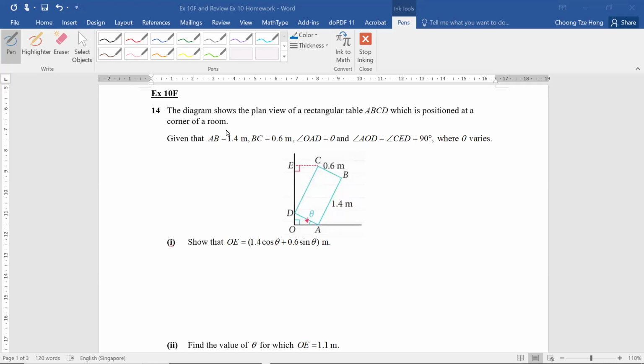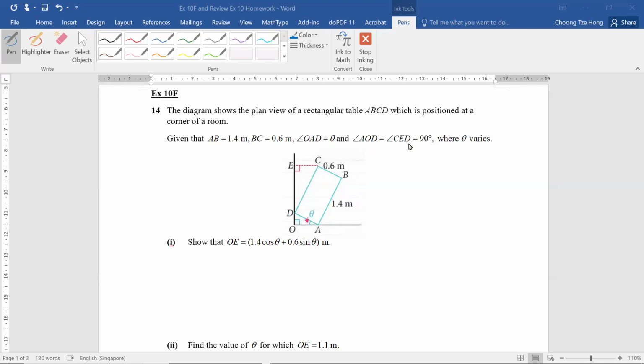The diagram shows the plan view of a rectangular table ABCD, which is positioned at the corner of a room. Given that AB is 1.4, BC is 0.6, angle OAD equals theta, and angle AOD is 90 degrees and CED is also 90 degrees, where theta varies. Theta varies means you can shift the table around, such that the angle it makes to the wall, the side OA, will be different. Show that OE is 1.4 cosine theta plus 0.6 sine theta.